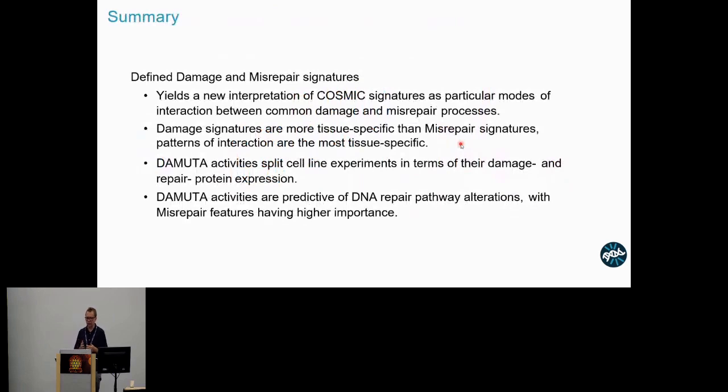So just in closing, Demuda has defined a new set of damage and misrepair signatures. We think this is not only a more efficient representation of SBS mutations, but also one that's easier to connect to the actual mechanisms that are being changed in the cancer.